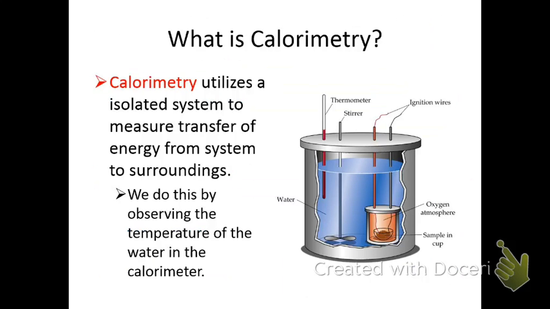Now, an isolated system is what we're going to deal with when it comes to calorimetry. A calorimeter is a mechanism or a device that's used so that we can use an isolated system to see exactly how much energy is transferred in or out. As you see, majority of the space is filled with water here.